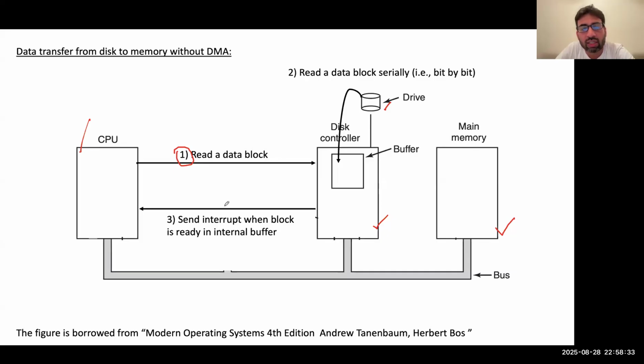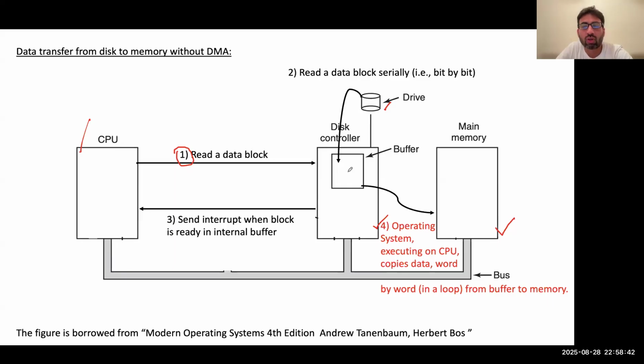But remember that at this point, we don't yet have data written in the main memory. Data is only available in the local buffer of the disk controller. So in the next step, the fourth step, the operating system, which is executing on the CPU, will then copy the data. Basically, this is the ISR. The ISR is a component of the operating system. It is executing on the CPU, and it will copy the data word by word in a loop from the buffer to the memory, right?